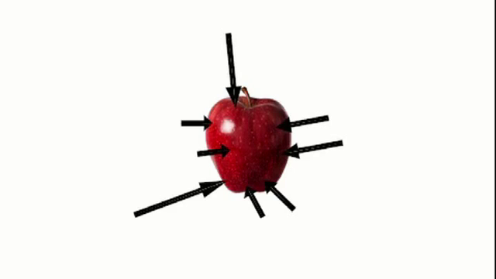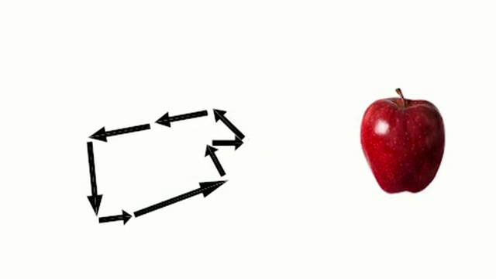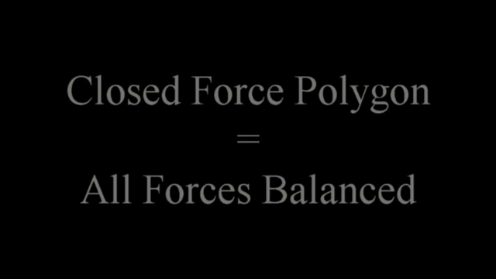Here's a neat little trick. It's called a force polygon. You place all the forces nose to tail, and if you can follow it around in a loop, and end up back where you started, then this force polygon is called closed.